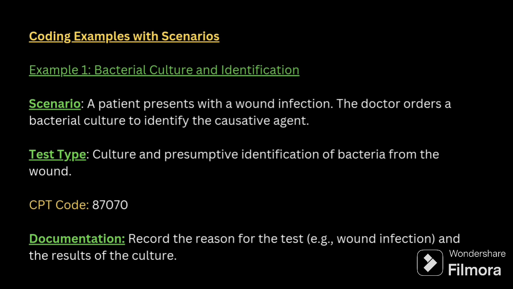Examples. The first one is bacterial culture and identification. A patient presents with a wound infection. The doctor orders a bacterial culture. So the test type is culture and presumptive of bacteria. We are giving 87070.